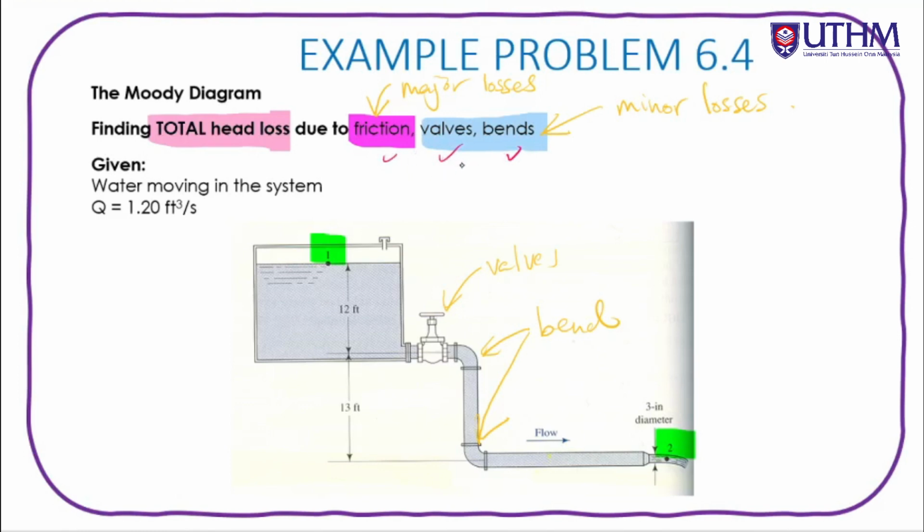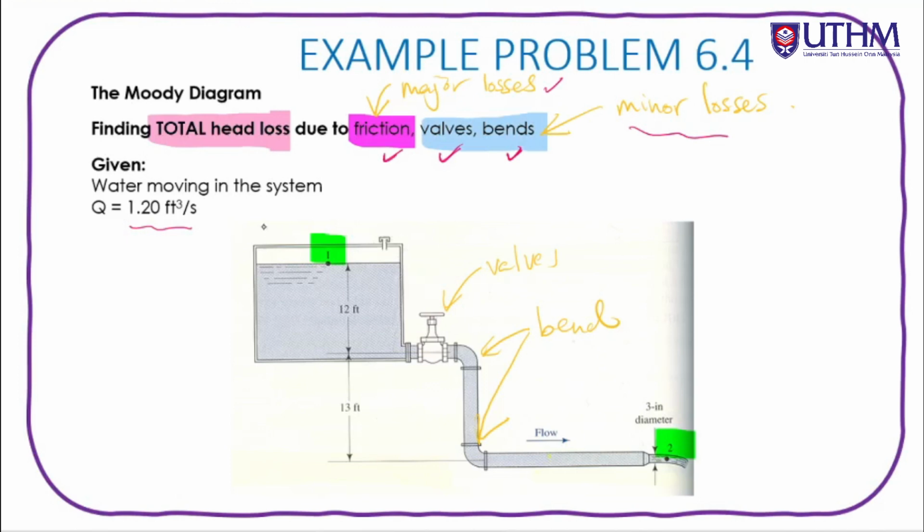So based on this information, kita dah dapat figure out kan, if let's say loss due to friction, kita dah tahu loss tu adalah major losses lah. So kita akan guna appropriate equations to find the losses due to friction. And then the other one is due to valve and bends, in which this can be considered as a minor losses. Okay, and also given that the flow rate is equivalent to 1.2 feet cube per second. So yang ni dia tak guna SI lah. So tak apa, kita just play around dengan dia punya quantity dulu.